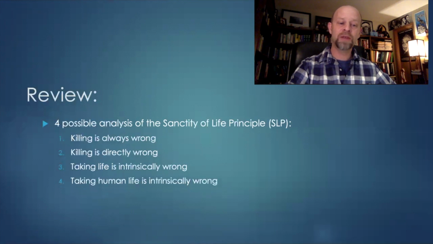And then finally, we talked about, well, maybe what we mean by the sanctity of life principle is just that taking human life is intrinsically wrong. And that looked like it was vulnerable to counterexamples as well, because it's just not clear what we should do with some of the boundary issues involving human life. And what about animal life? Looks like we're going to have to talk about those boundary issues in order to understand what that analysis of the principle means.